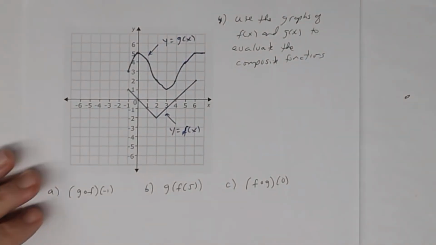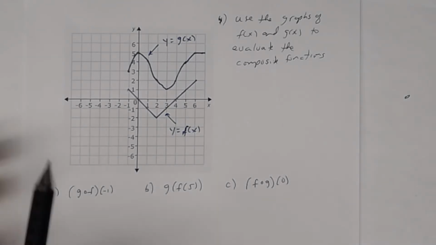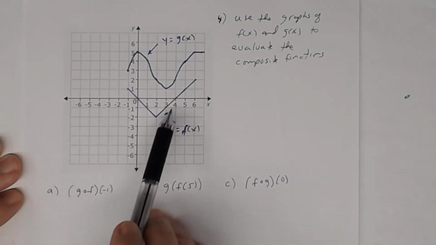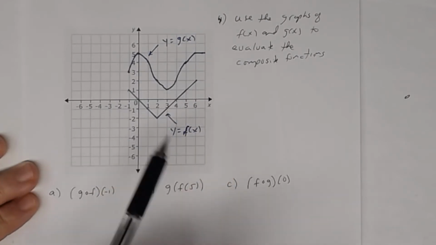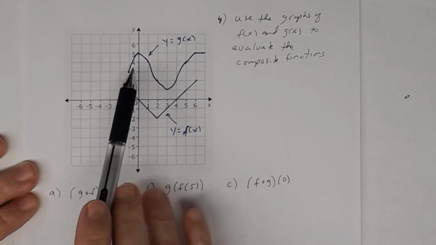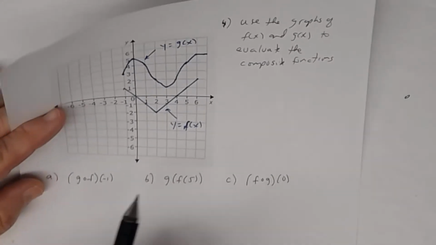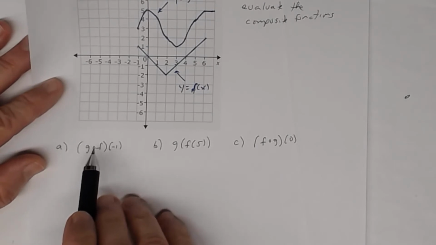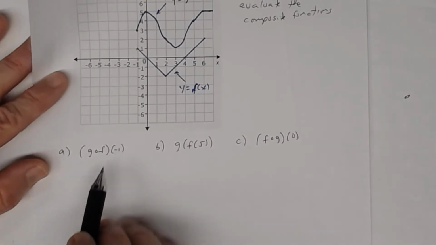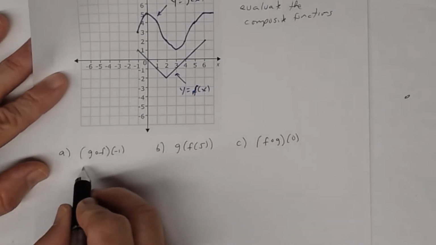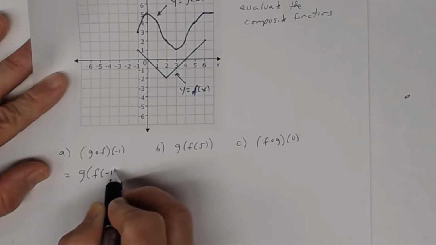Number 4, same thing. You have the graphs of the functions. f of x is this graph right here, and g of x is the function whose graph is above. You want to evaluate the composite function. Remember, open circle means composition. So f composed with f at -1. Let's talk about that definition first. By definition, this becomes f of f of -1.